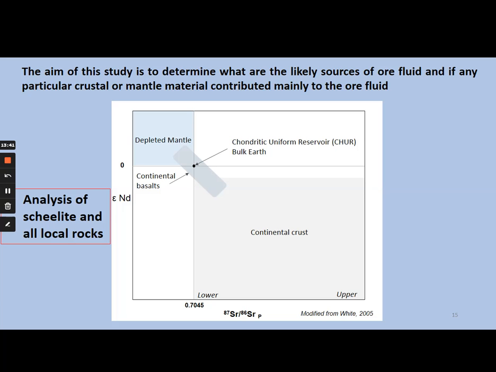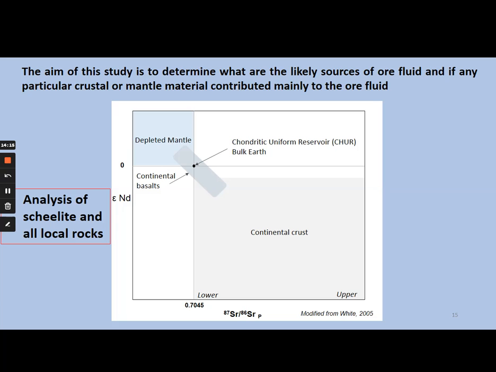So the aim of this study is to determine the likely sources of the ore fluids at Contact, and if any particular crustal or mantle material contributed mainly to the ore fluid. Analyzing scheelite and all the local rocks, which represent local reservoirs, will allow the tracing of the source of the ore fluids at Contact. At the time scheelite crystallized, its neodymium and strontium isotope signatures should have been the same as the signature of the rock or the reservoir from which the ore fluid was sourced.